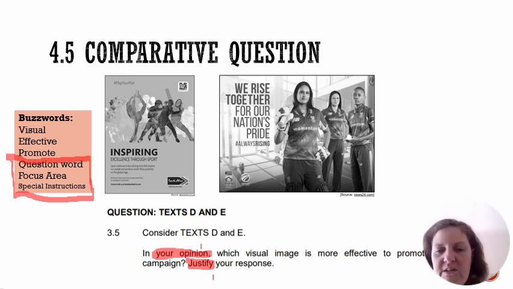Question word sorted, we know that we need to give lots of detail and we need to end with a judgment. Focus area. Now here the examiner once again pointed out that learners did not focus on the correct thing. The focus area here, guys, is the visual image. So if you start talking to me about the words "inspire" or the words "rise" or the pronouns, it's all wrong. Why? Those are the written elements of the adverts.